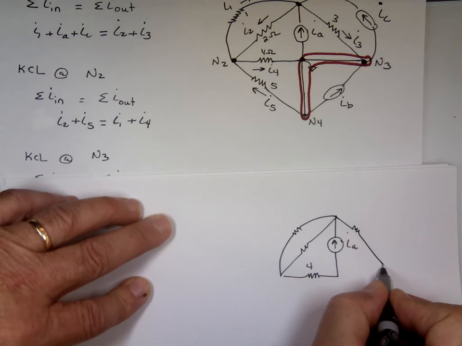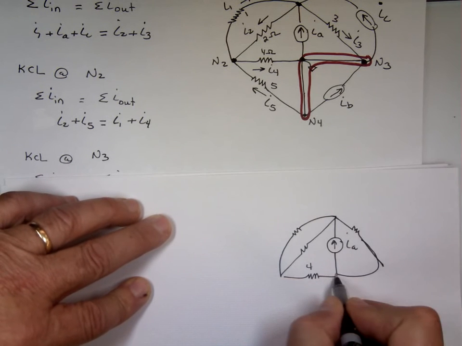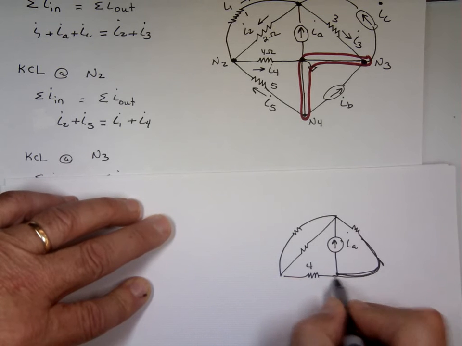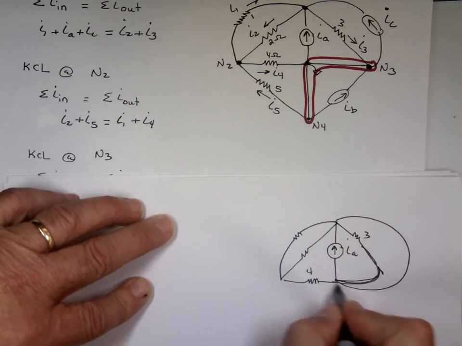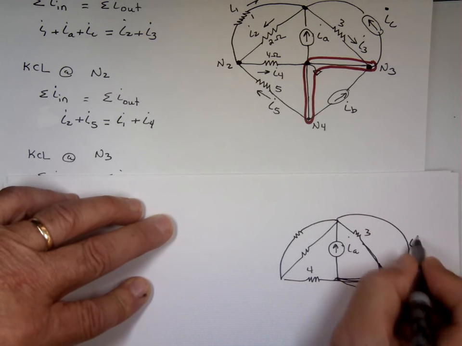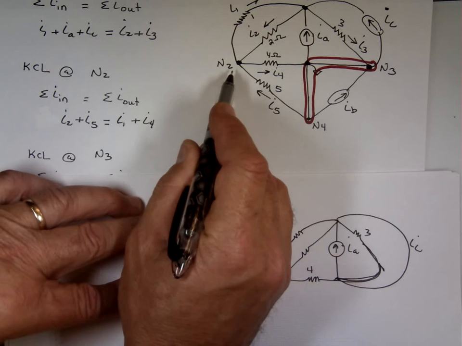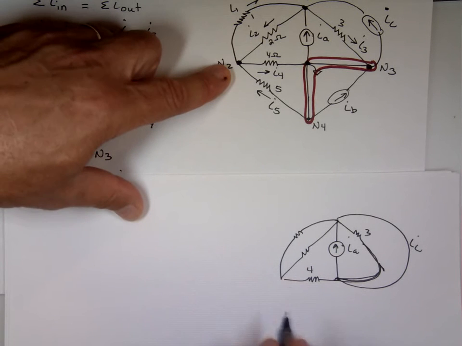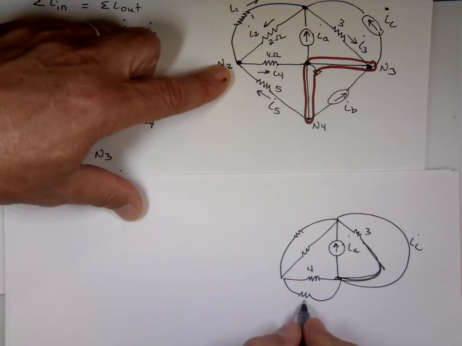Notice that that node is the same as right there, so I can really take this one, go right there with it, attach it right here. Now, this one is attached from 2 here back to here. That's the 5.